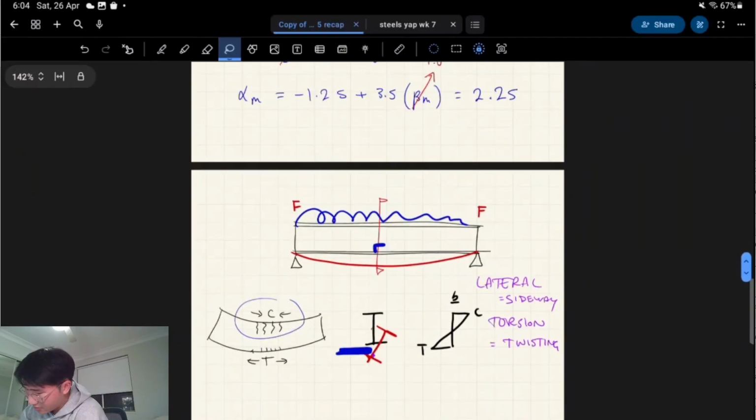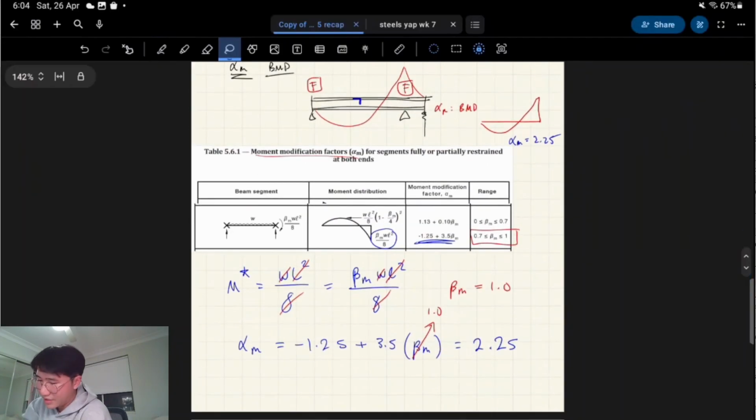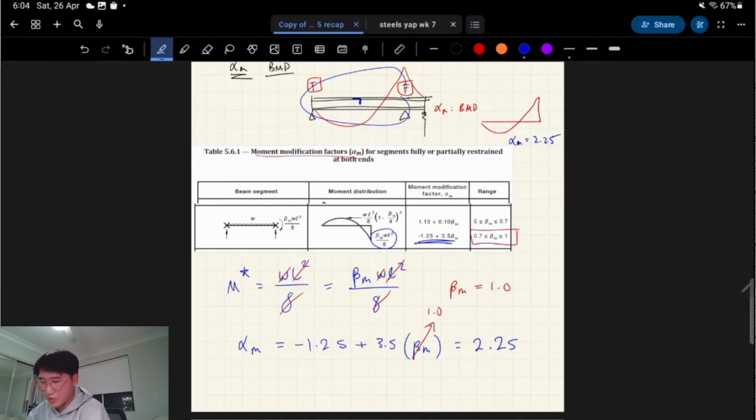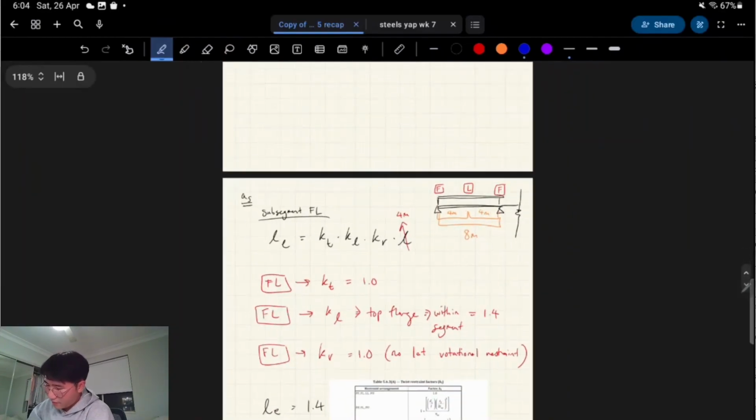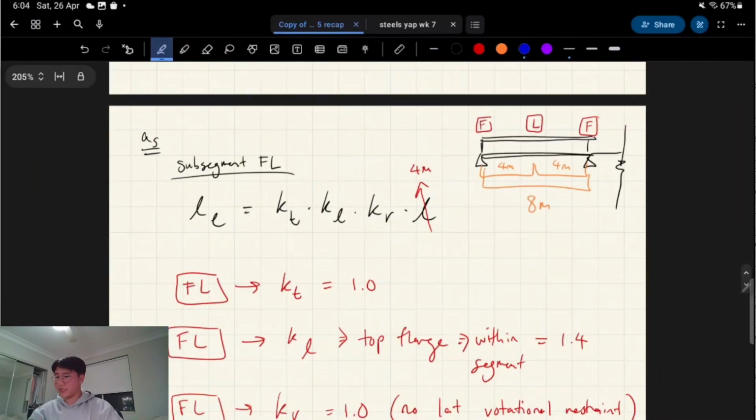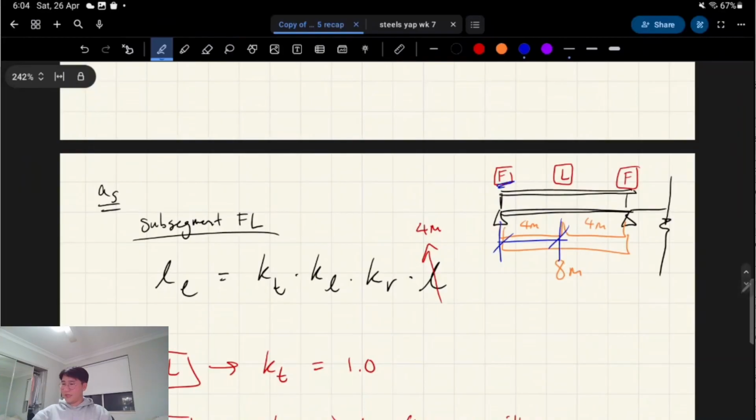Point is, lateral restraints don't matter for alpha M, right? All that matters for alpha M is what's happening on the bending moment diagram between the full or partial restraints. For alpha S, it does matter. So the entire length here was 8 meters, and the distance between restraints was 4 meters. When I say alpha S, we're talking about the slenderness reduction factor. The length that we actually care about is between full, partial and lateral restraints. So that's going to be 4 meters there.